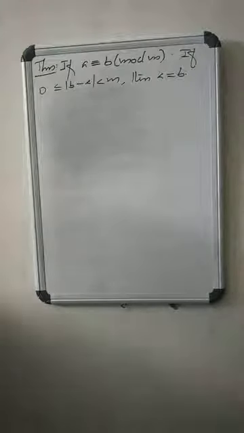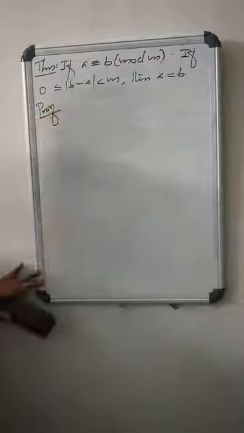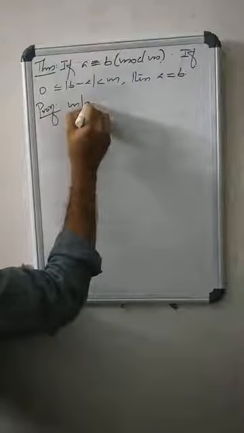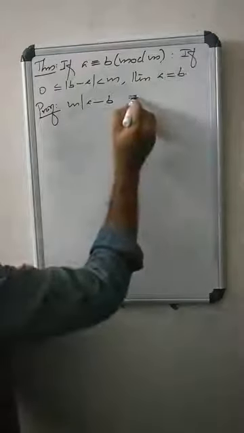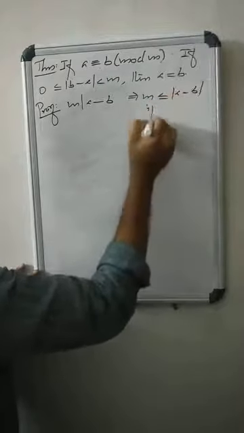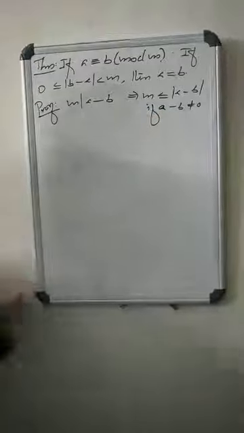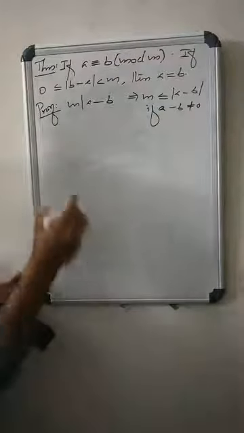So how? This can be proved using the following arguments. A congruent to B mod M means M divides A − B. M divides A − B means surely M ≤ |A − B|, provided A − B differs from 0.